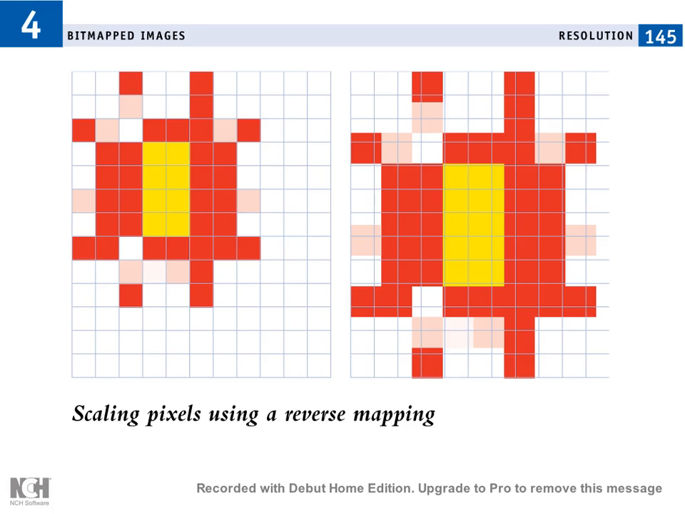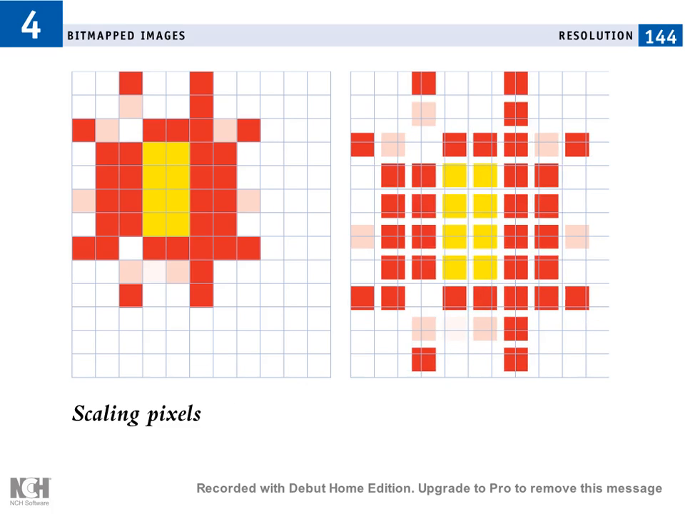Here we use what is called reverse mapping. The reverse mapping is to just map and check, for this pixel, what color it is. I just map it to the original image to fill the hole. Okay? So let's check again.